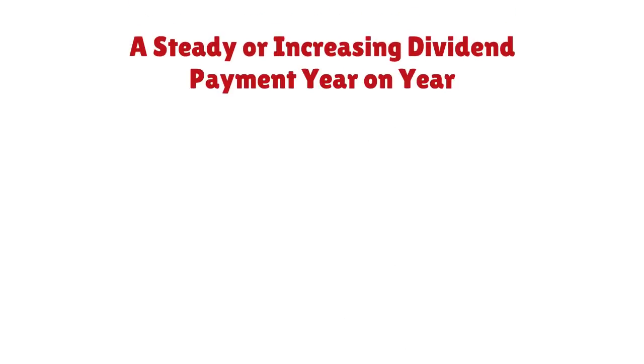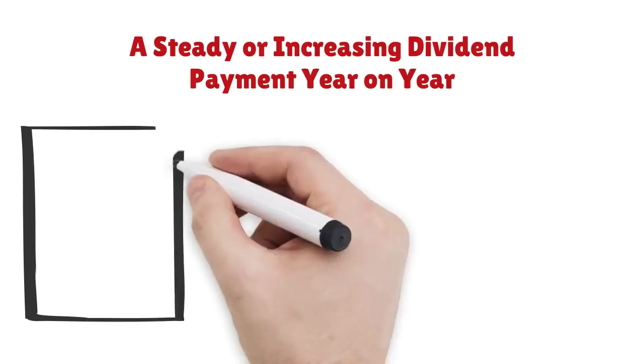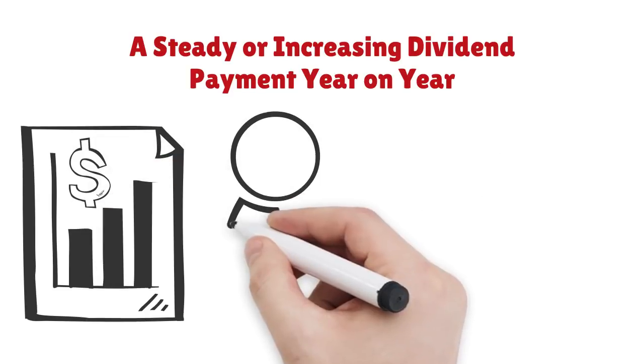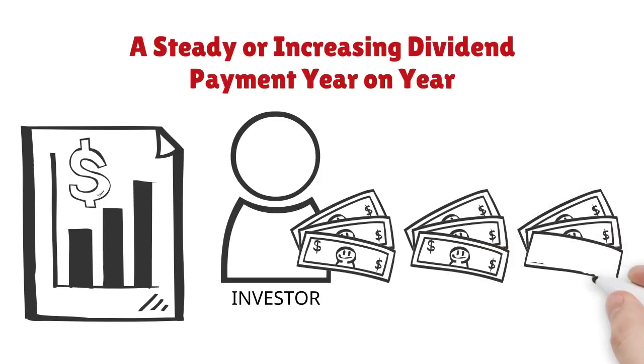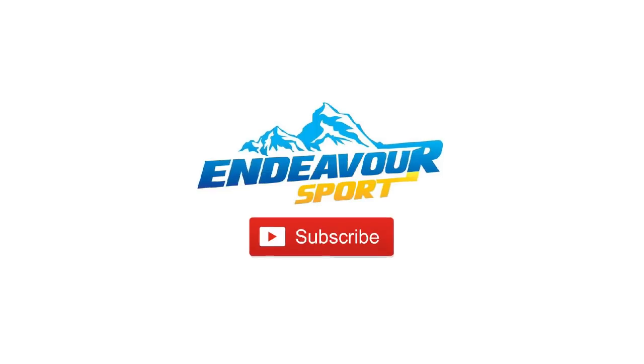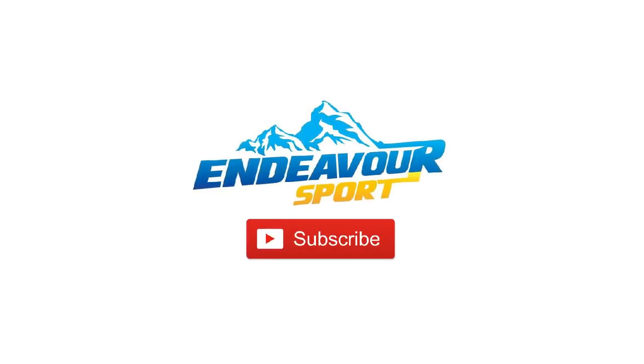10. A steady or increasing dividend payment year on year highlights business stability and can increase the likelihood that investors will receive their dividends. Reinvested dividends will compound over time, increasing future dividend returns. That concludes our 10 criteria for value investing.